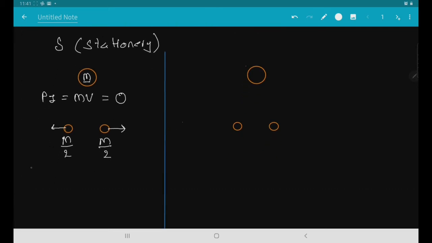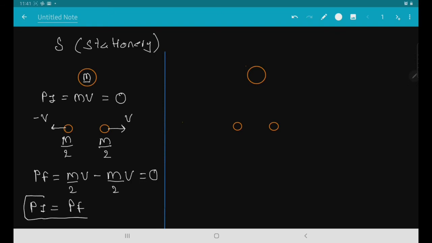Now, if we try to find out the final momentum, that is P of F, here this velocity will be negative and this velocity will be positive. So, we will have m by 2 into v minus m by 2 into again v. That means again the momentum will be 0. That is, initial momentum is equal to final momentum. That means the law of conservation is observed here.